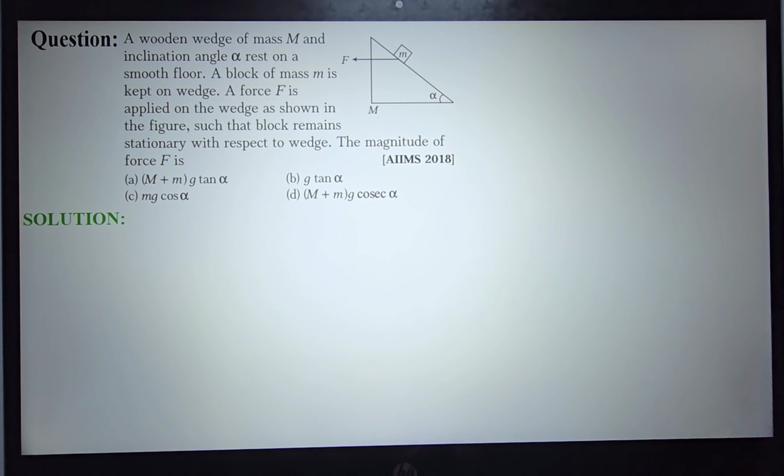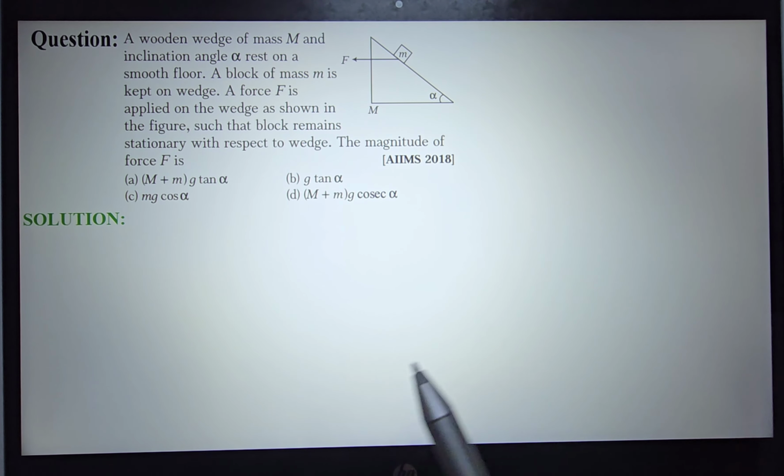Next question. A wooden wedge of mass M and inclination angle alpha rests on a smooth floor. A block of mass m is kept on the wedge. A force F is applied on the wedge as shown in the figure, such that the block remains stationary with respect to the wedge. So the magnitude of the force, you have to calculate. Now how to solve this?